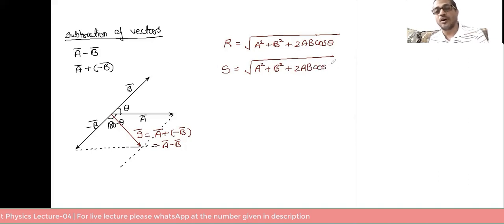Now cos of, think about it carefully from the diagram. What theta did I include earlier? The theta was between A and B because I was trying to add A and B. What theta should I take now? 180, A and minus B, because those are the two vectors that I'm adding. Therefore, 180 minus theta. Cos 180 minus theta is minus cos theta. Right? Now, don't ask me why.